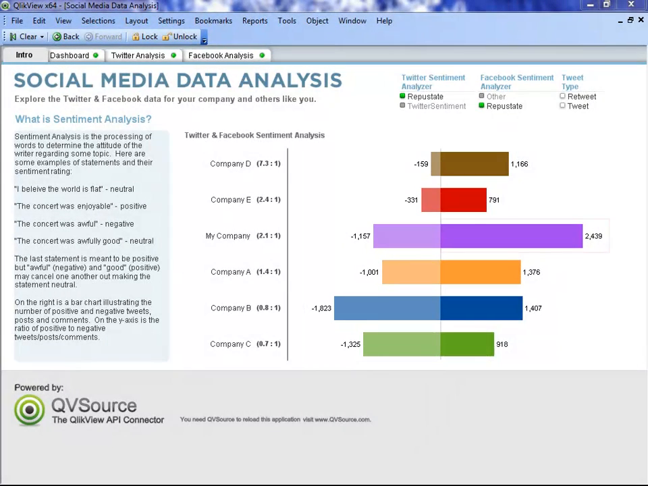You can easily see that my company had the most positive tweets, posts, and comments, and company B had the most negative tweets, posts, and comments. The ratio of positive tweets, posts, and comments to negative tweets, posts, and comments is highest for company D at 7.3 positive to each negative.